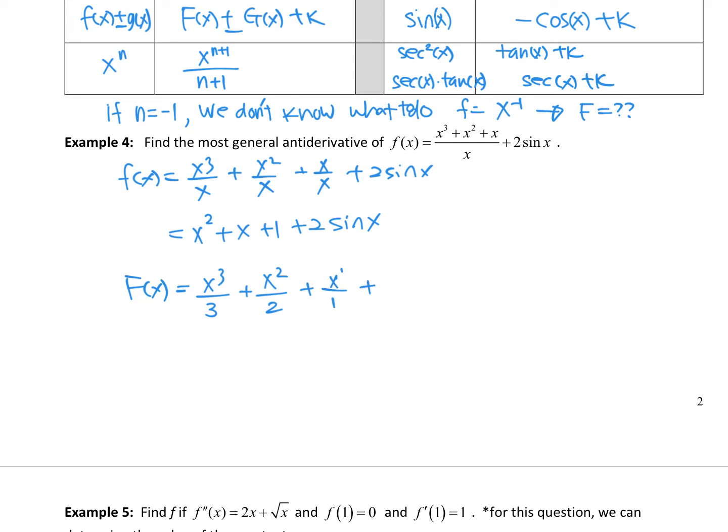Plus, what's the antiderivative of sine? It's negative cosine, so that'll be negative. Here it'll be negative 2 cosine x plus c.